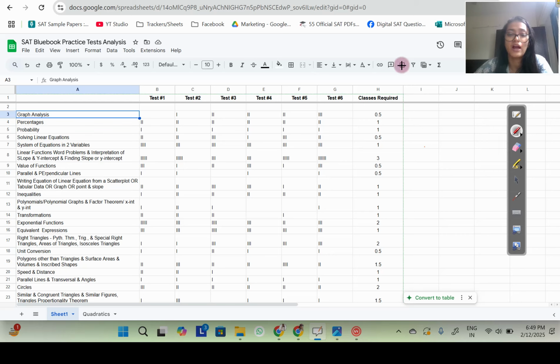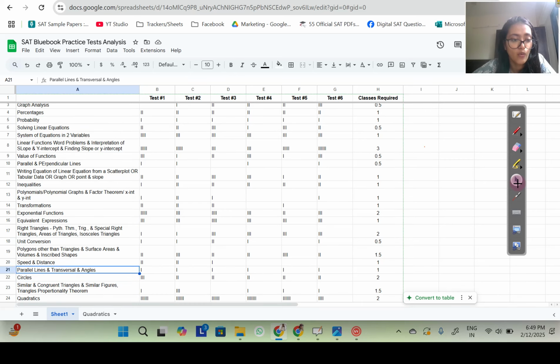Some graph will be given, either a bar graph, a histogram, or a line chart. Those questions are really easy. They're basically free points. Some graph will be given and you'll just have to find something. Now, if we go down, one question will be there from parallel lines and a transversal. Two parallel lines will be given with one transversal, and you'll have to find some missing angle.